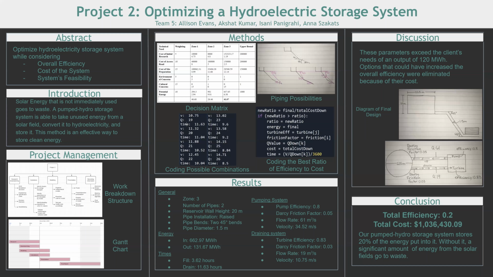The best combination for filling the reservoir was a flow rate of 61 meters cubed per second, a velocity of 34.52 meters per second, a Darcy friction factor of 0.05, and a pump efficiency of 0.8. By utilizing these two codes, our team determined the best combination of velocities, flow rates, pipe friction, pump, and turbine efficiency for both pumping and draining water.